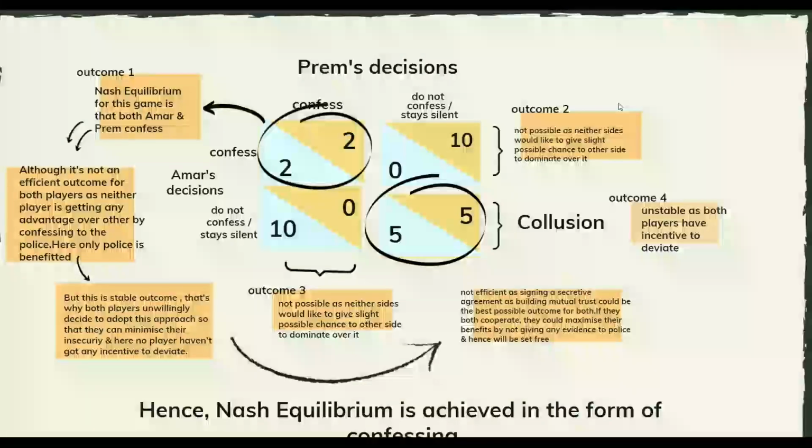This Amar Prem prisoner dilemma is one of the many daily life situations which can be best understood with the help of game theory.